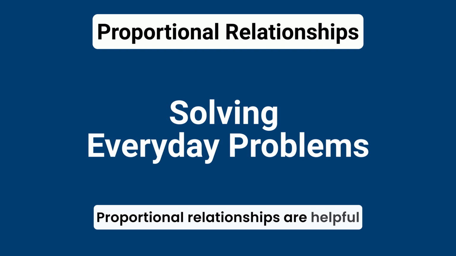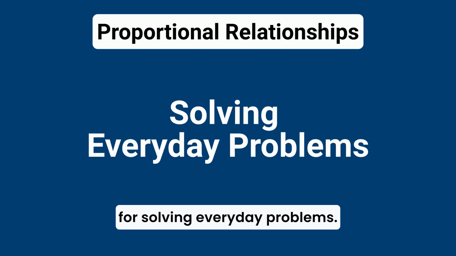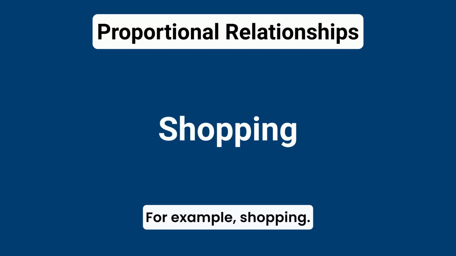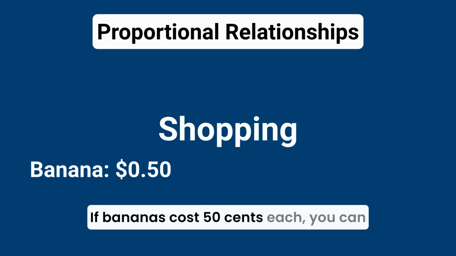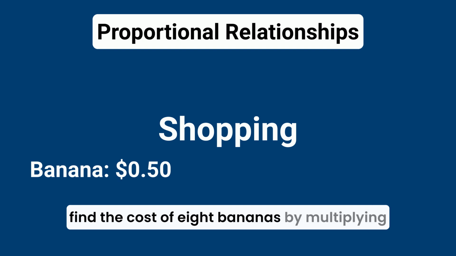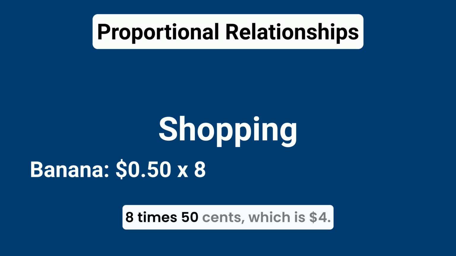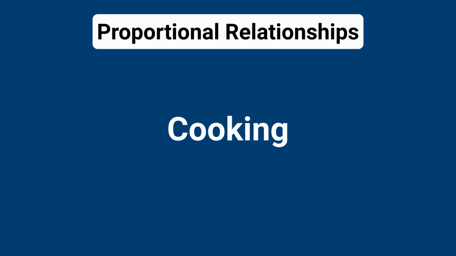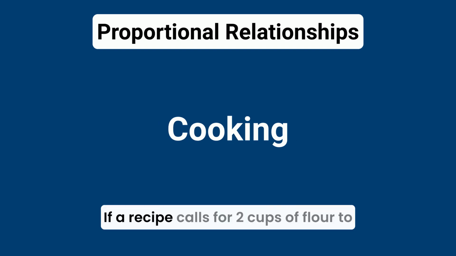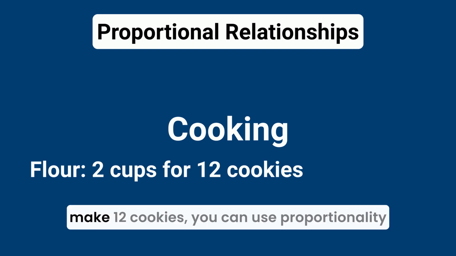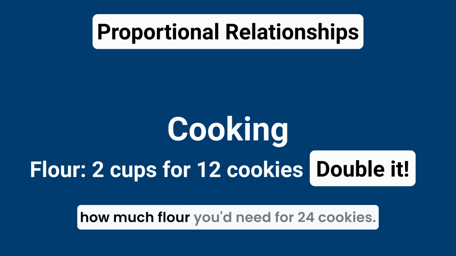Proportional relationships are helpful for solving everyday problems. For example, shopping. If bananas cost 50 cents each, you can find the cost of 8 bananas by multiplying 8 times 50 cents, which is $4. Or cooking. If a recipe calls for 2 cups of flour to make 12 cookies, you can use proportionality to figure out how much flour you'd need for 24 cookies.